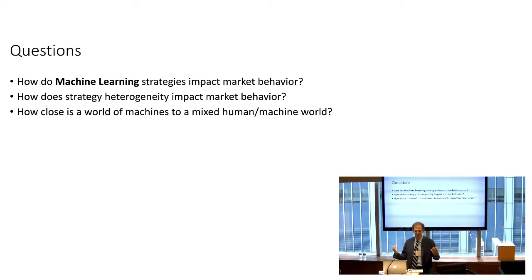I'll try to guide you through a couple on sort of these things, thinking about machine learning strategies and market behavior. Then related to strategy heterogeneity, or sort of thinking about homogeneity and heterogeneity in markets, which I think is also very much related. And also we've been looking at what is the world of this mixed human-machine world, which we keep bouncing on. David talked about that a lot this morning, I think, and we've been bouncing around that idea too.